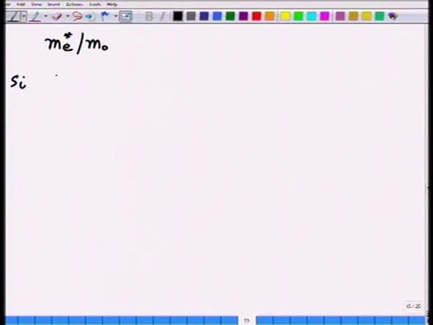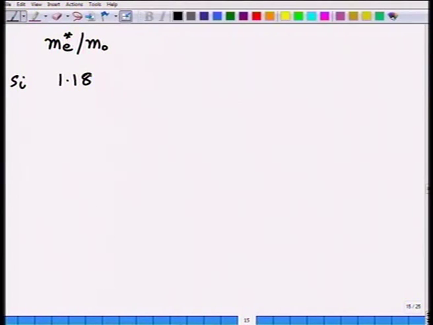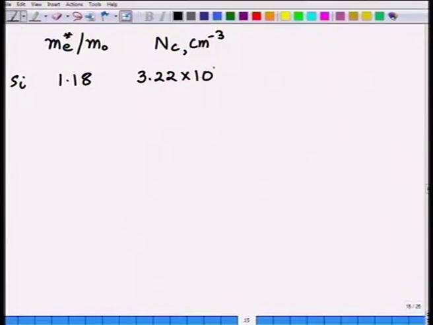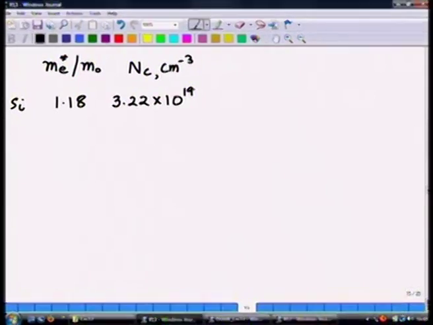So, if I look at silicon, for example, the effective mass of electrons with respect to the rest mass of electron, what is the effective mass of electron in silicon? Then you find that this is equal to 1.18. That means the electron is slightly heavier than the rest mass of the electron. And if you calculate N_c, in centimeters to the minus 3, then this quantity comes out as 3.22 into 10 to the power 19 is what this quantity is equal to.